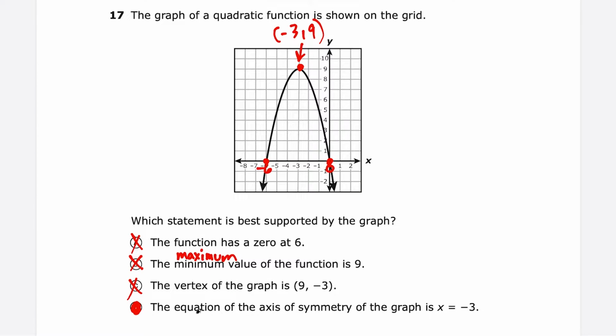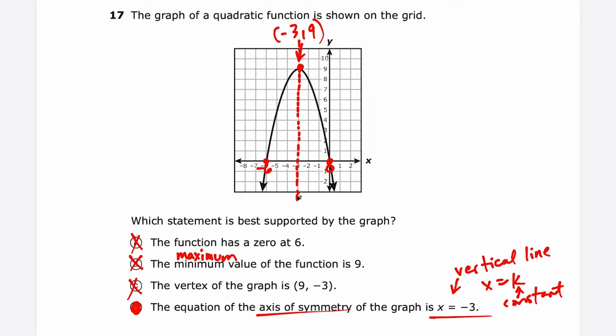But now let's take a look at this. The equation of the axis of symmetry is x equals negative 3. This is the equation of a vertical line. Anytime you have an equation in the form x equals k, where k is a constant, this is the equation of a vertical line. And this tells you where the line is going to hit the x-axis. So our vertical line is going to hit the x-axis at x equals negative 3. So if I go ahead and draw in this dotted line here, down at x equals negative 3, notice that this line is going to act as a line of symmetry for the parabola. It cuts it directly in half this way. So that's how I know choice D is definitely correct.